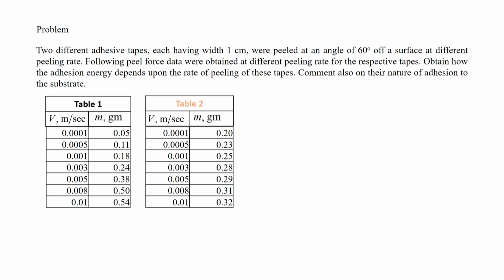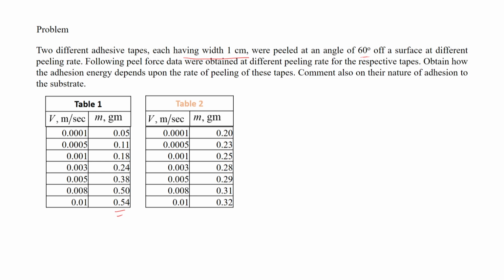Now there is a problem, let us look at this problem. So this is a typical peel test that has been done. Let us say there are two different adhesives, each having a width of 1 centimeter, peeled at an angle of 60 degrees off a substrate at different peeling rates. When you peel it you have to measure the load, and the load cell gives, let us say, the load in grams of weight. The following peel force data are obtained at different peeling rates for the respective tapes, tape 1 and tape 2, which are presented in table 1 and table 2. Obtain how the adhesion energy depends upon the rate of peeling of these tapes, and comment also on their nature of adhesion to the substrate. So that is the question.